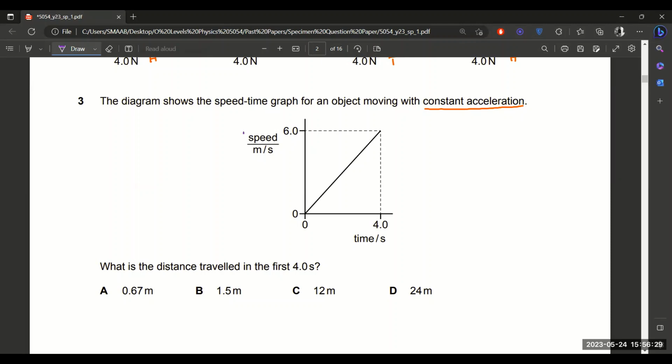We are talking about the speed time graph, right? First of all, check the parameters on the graph, whether it is a speed time graph or a distance time graph. Here we are talking about the speed time graph, and you know that in a speed time graph, we can calculate the distance by using the area under the curve. So the concept behind it is the area under the curve.